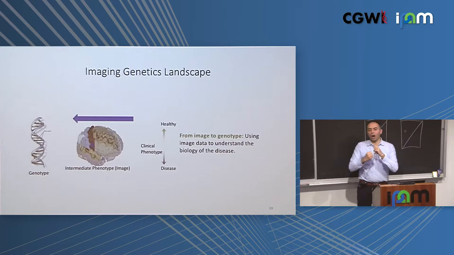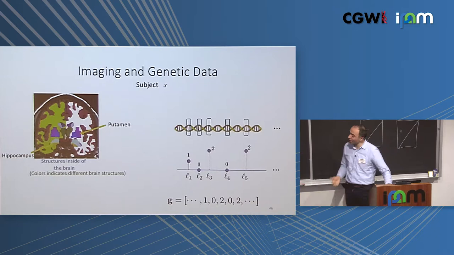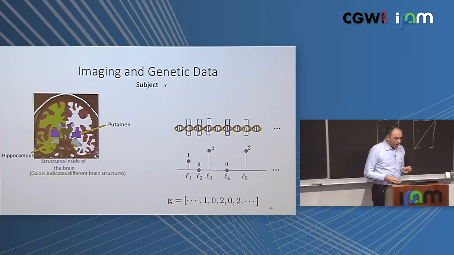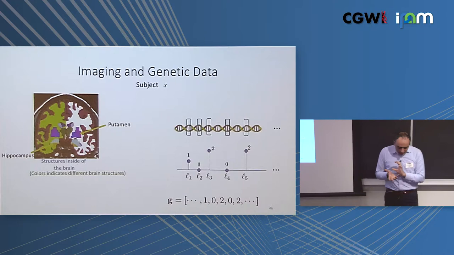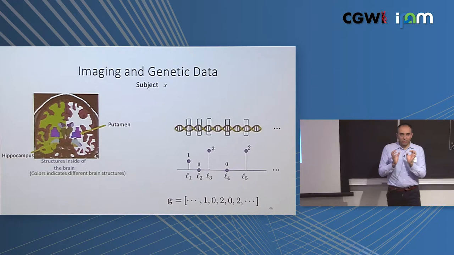So what are the data sets that we have? On the genetic side, we have the SNP array data. On the brain side, because we are studying Alzheimer's disease, we are focusing on gray matter tissue. For the subcortical areas, which are structures inside of the brain, we are measuring the volume of these structures.